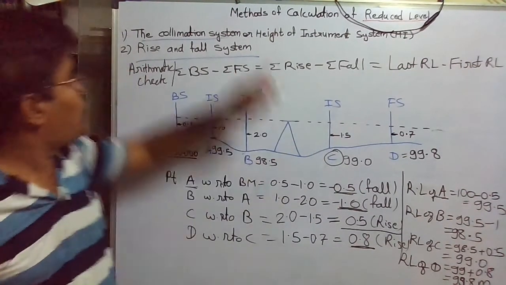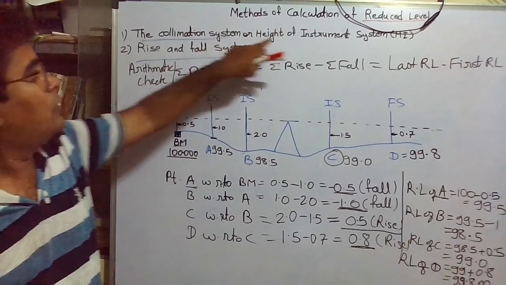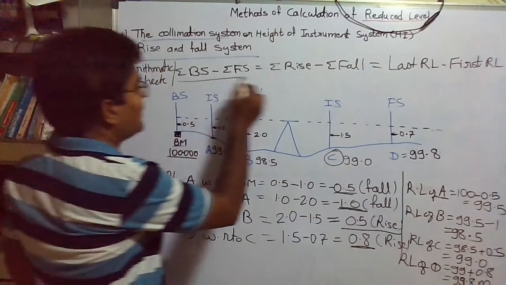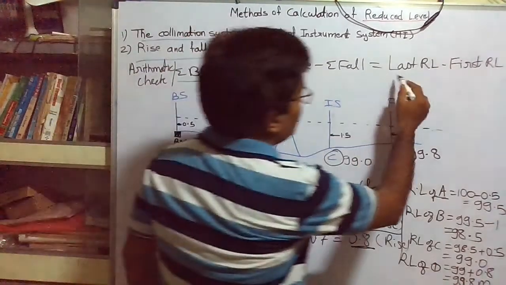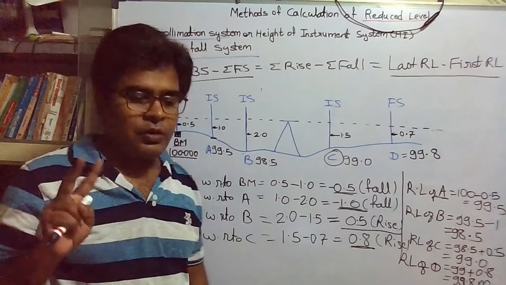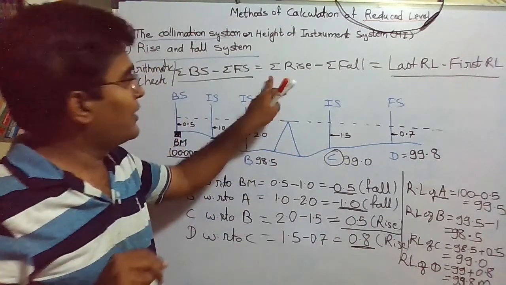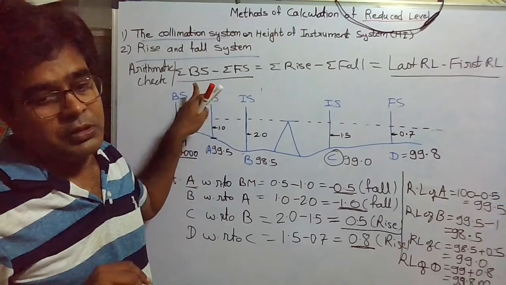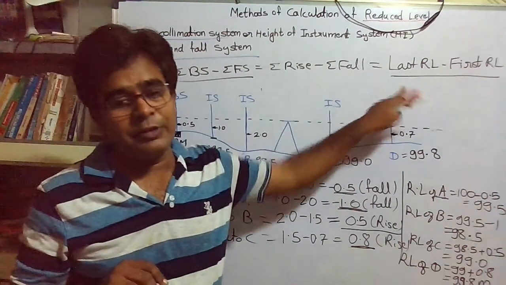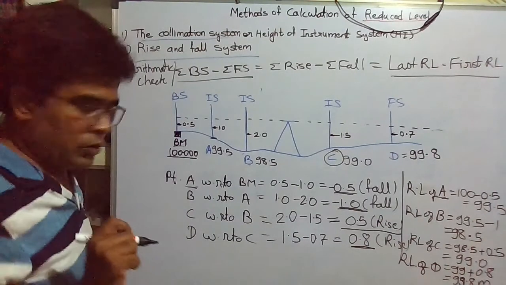And what was the check for the line of collimation method or the height of instrument method? There was only summation of backsight minus foresight should be equal to last RL minus first RL. Means there are only 2 checks there, and here there are 3 checks. That is summation of backsight minus foresight equal to summation of rise minus summation of fall equal to last RL minus first RL. Let us do it.